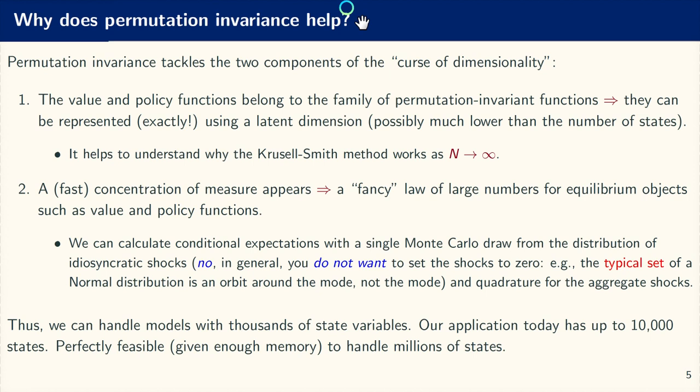Second, we are going to have a fast concentration of measure. You can think about concentration of measure as a fancy law of large numbers for equilibrium objects such as value and policy functions. In particular, we are going to have things like the expected value function or the expected policy function, and what we'll have over there is that to compute those conditional expectations, instead of having to resort to a Monte Carlo with a lot of draws or to a very complex quadrature, we will only need to draw once from the distribution of idiosyncratic shocks.